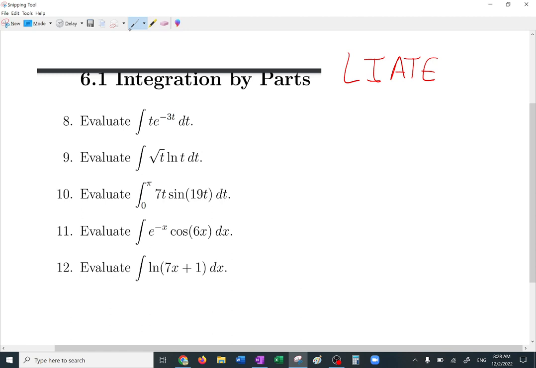What should I choose to be u? t. I see two functions being multiplied. Linear, which is algebra. That's A. And exponential. So that's my last choice. So exponential will be dv, e to the minus 3t dt. So du is 1 dt. But what is v? Integrating exponential, is it hard? Well, it is an extra step in this case. It has u substitution when you integrate e to the minus 3t.